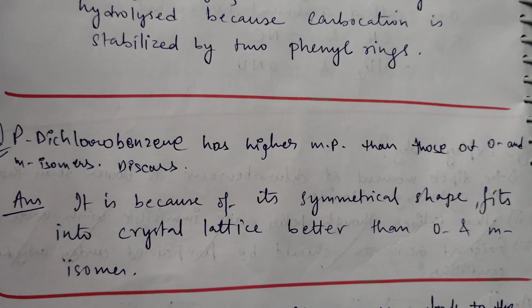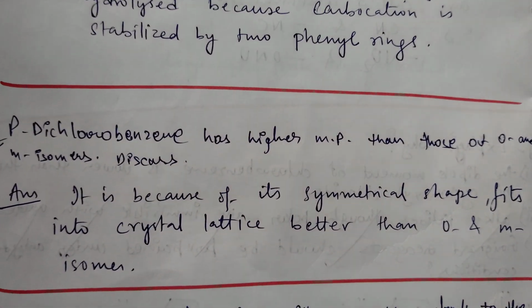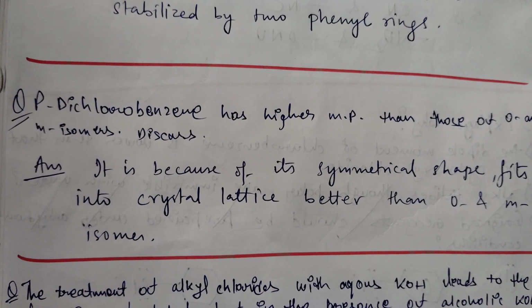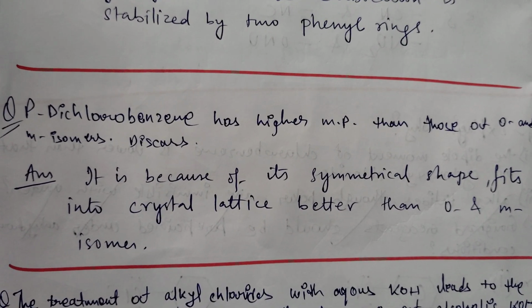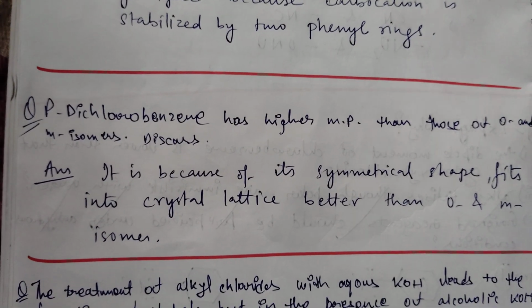Why does para-dichlorobenzene have a higher melting point than ortho and meta? It is because of its symmetrical shape. It fits into the crystal lattice better than the ortho and meta isomers, which increases the melting point.